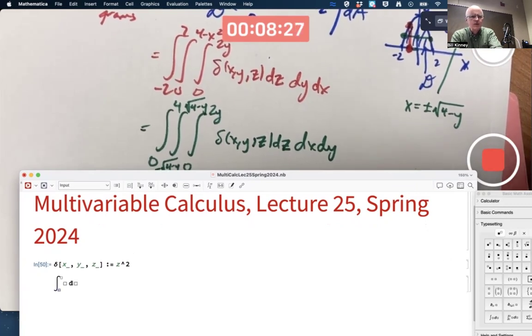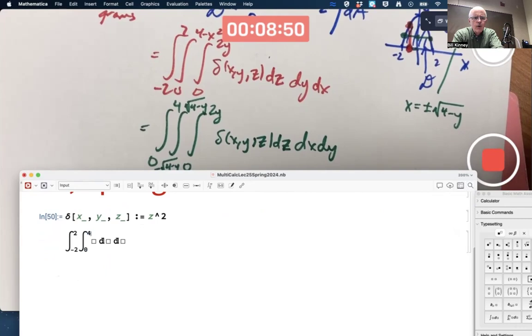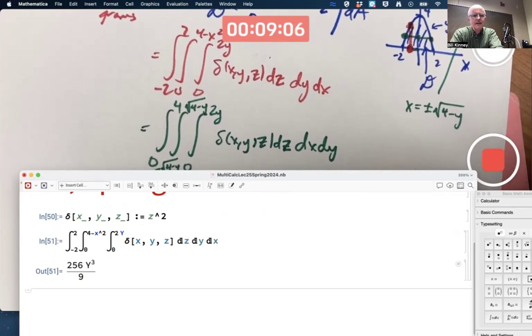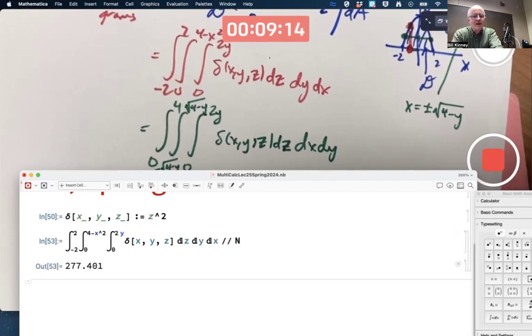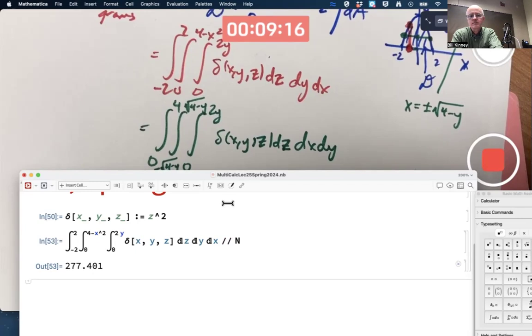Let's just confirm that both integrals give the same answer. Negative 2 to 2, 0 to 4 minus x squared, 0 to 2y, delta of x, y, z, dz, dy, dx. The mass is... why is there a capital Y? Oh, because there's a capital Y here. About 277.4.